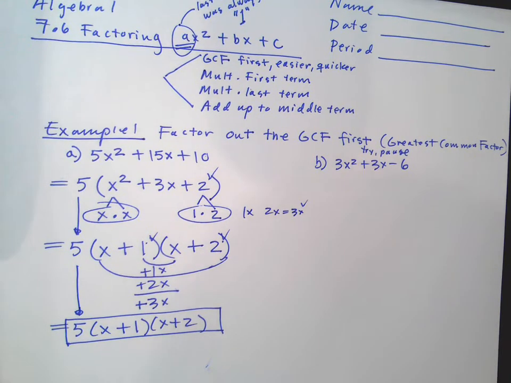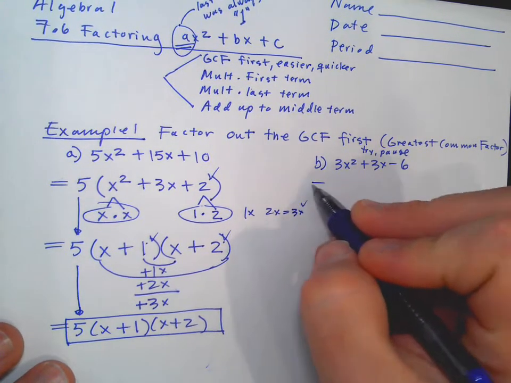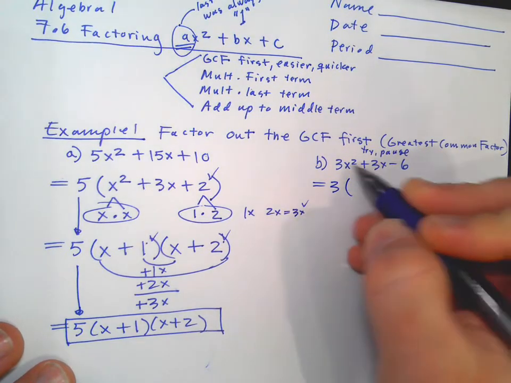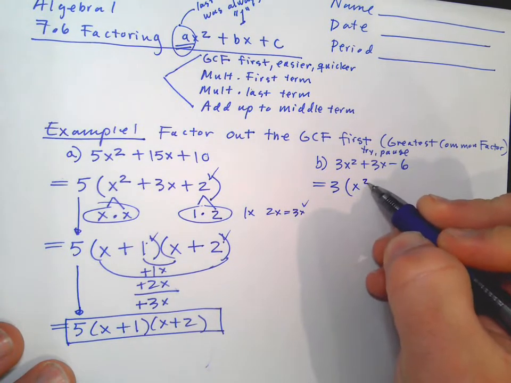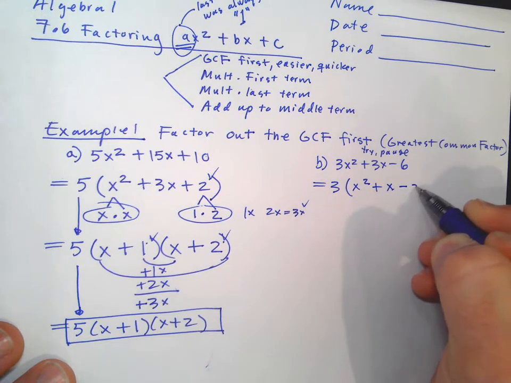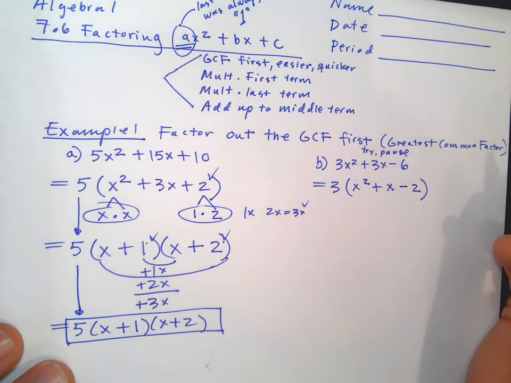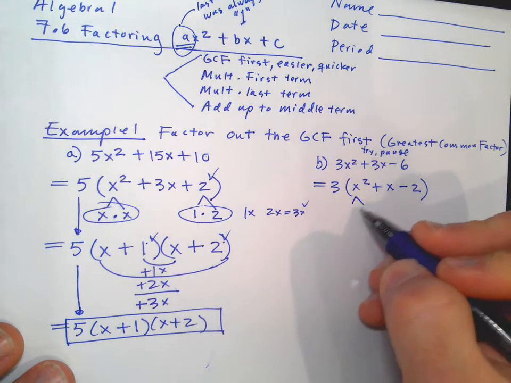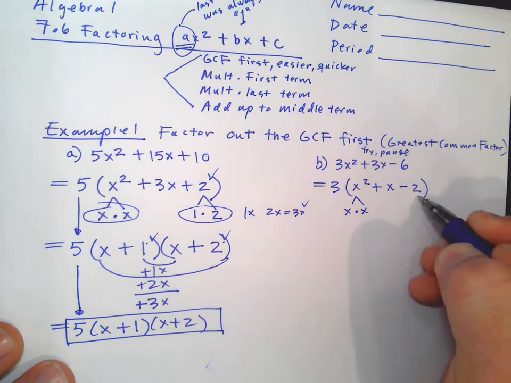Okay, assuming that you've tried it, this one has a GCF of 3. We can take a 3 out of everything here. If we divide it out, we have an x squared plus an x minus 2 left. Now we're going to find the pairs of numbers. x times x. How do you get 2?